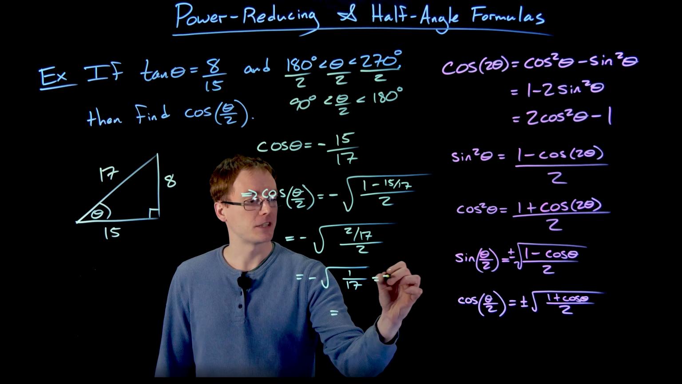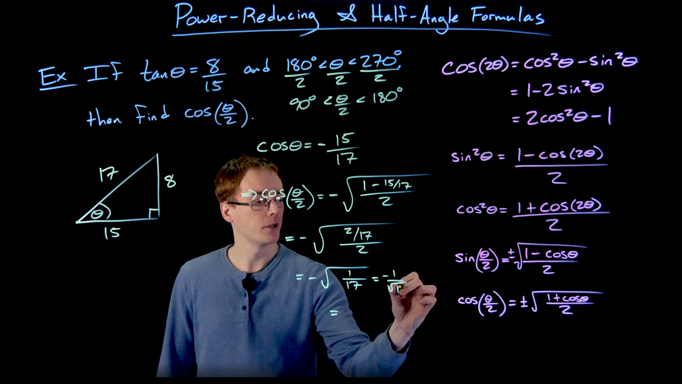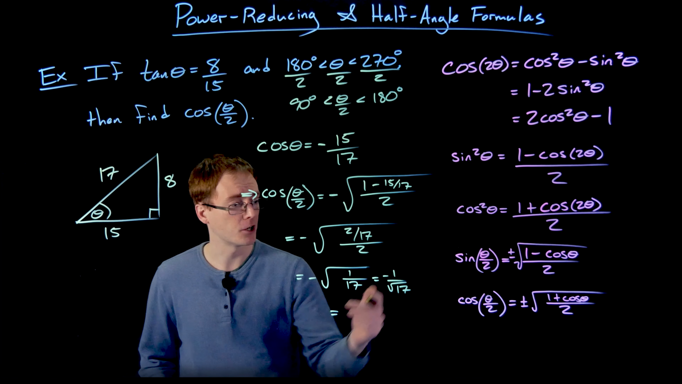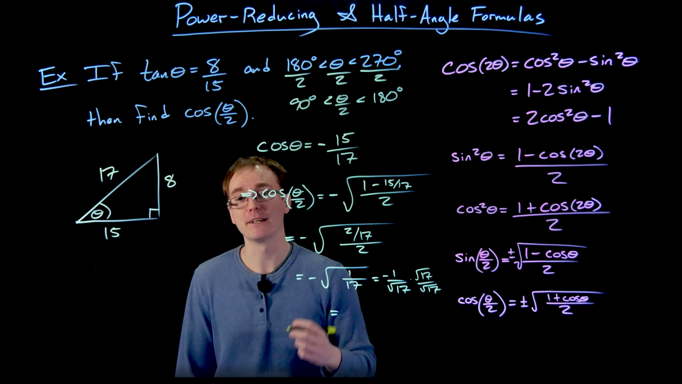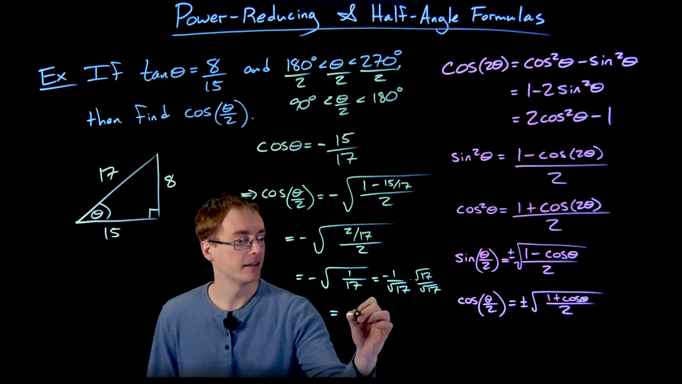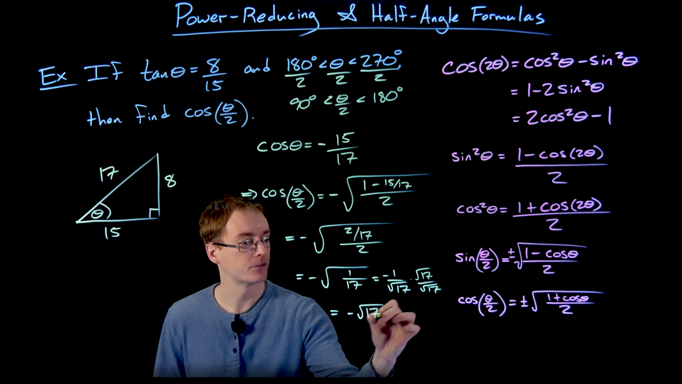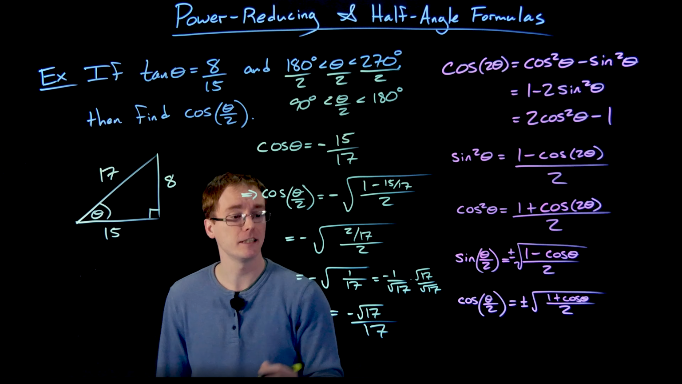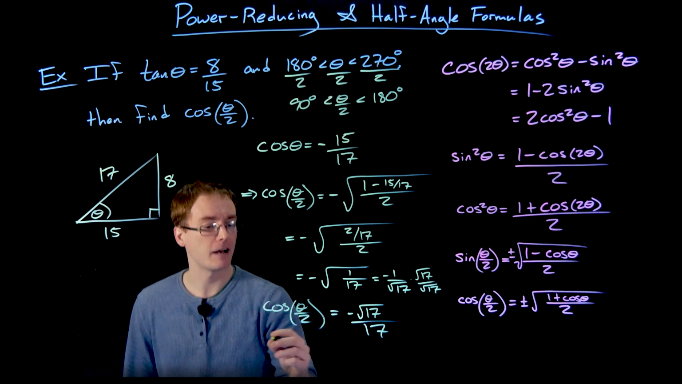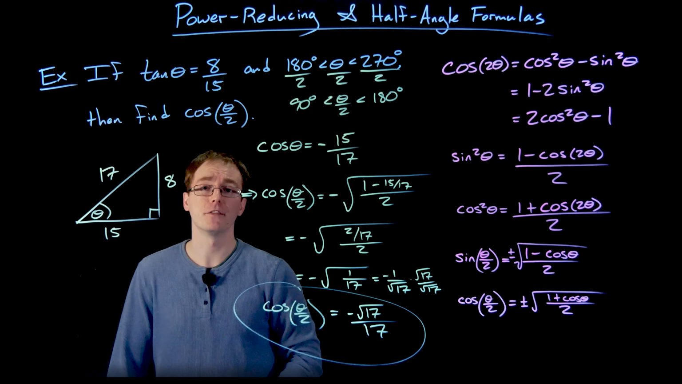And we can also think of this as negative 1 over the square root of 17. The last step we can do to simplify this is rationalize the denominator by multiplying both the numerator and the denominator by that square root that is showing up. And so if we do that, it ends up simplifying to negative square root of 17 over 17. That is our exact value for cosine of our half angle, for cosine of theta over 2.